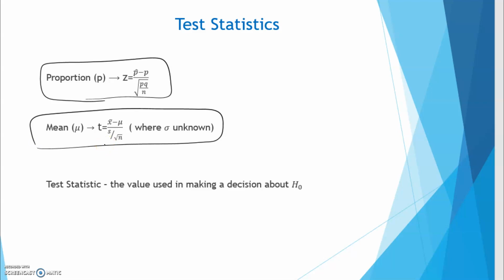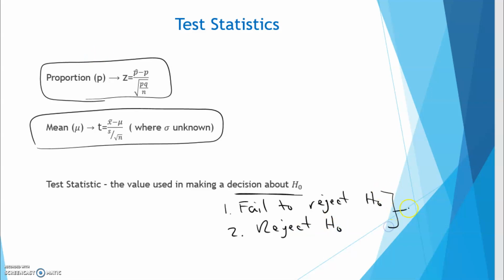Now remember, the test statistic is a number that's going to help us in making a decision about H sub 0, or our null hypothesis. So we'll either do two things. We'll either fail to reject H sub 0, or we will reject H sub 0. And we'll figure this out more based on either the p-value method or the traditional method. But the test statistic will help us in making that decision as well.